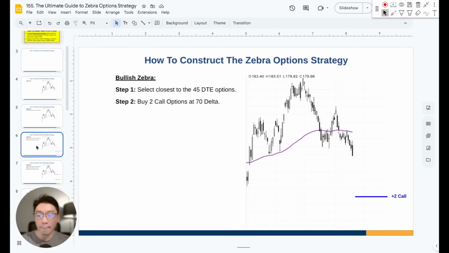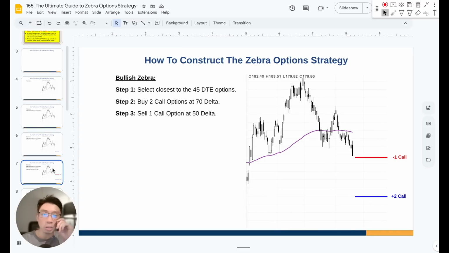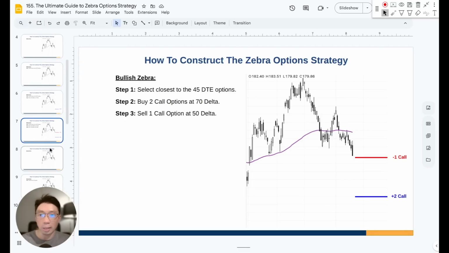Now, the second step is where you buy two call options at the 70 delta. As you can see over here, this is going to be in the money. And for the third step, you're going to sell one call option at 50 delta, so this is going to be at the money. So this is the bullish zebra.